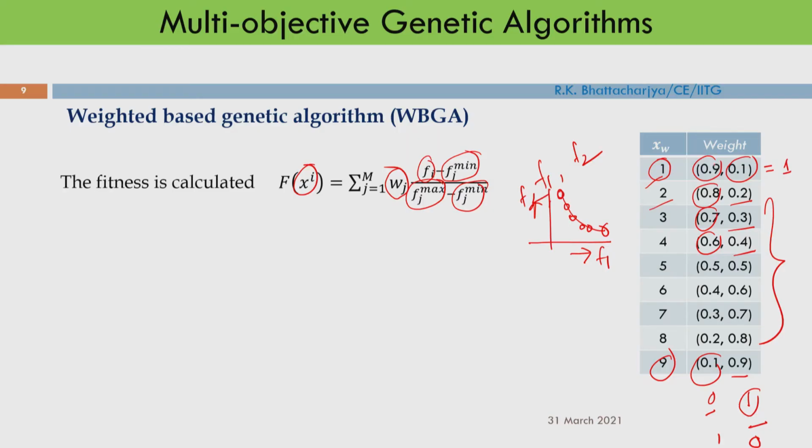So, therefore, you are getting two extremes, but in this case we are also evaluating the population in terms of other weights, the way we have shown here. So, I can give 0.9 and 0.1, 0.8 and 0.2, or 0.5 and 0.5. So, you are also getting the other points on the Pareto optimal front.